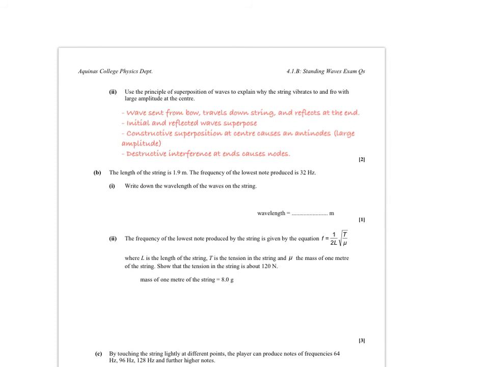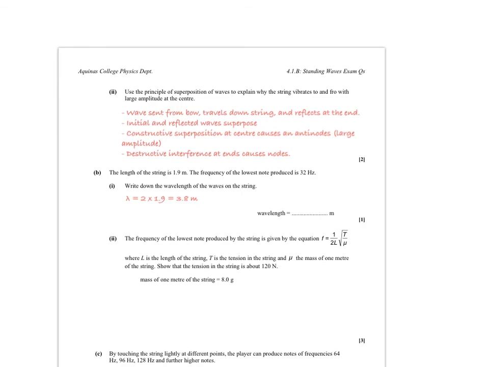We're then told the length of the string is 1.9 meters. The frequency of the lowest possible note is 32 Hz. Write down the wavelength of the waves on the strings. So if it's node, antinode, node, that's half a wavelength, and that's 1.9 meters. So wavelength is 2 times 1.9, which is 3.8 meters.